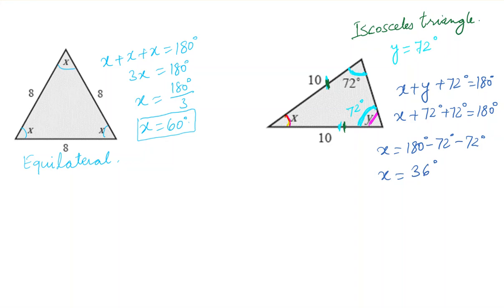Always remember the sum of interior angles of a triangle is 180 degrees. And if you have some special properties of the triangles, you can even use that information to find more than one missing angle.